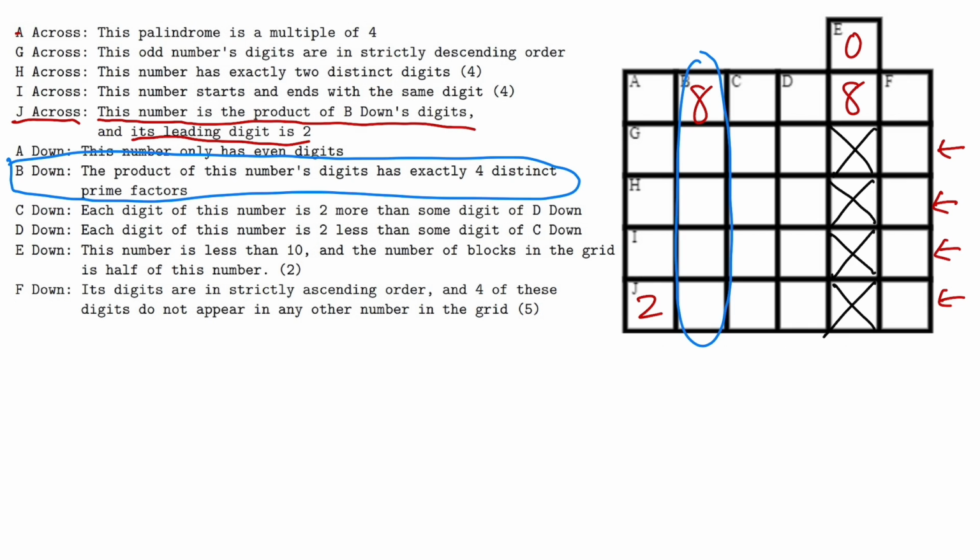The product of this number's digits has exactly 4 distinct prime factors. Whoa. Okay. 8 is the same as 2 to the third power, so we have the prime factor 2 already. And in fact, we're just talking about digits, so they are all less than 10, and we only have 2, 3, 5, 7. These are the 4 primes less than 10, so we must see these as the prime factors. We have 8, which implies we have 2 to the third power already.